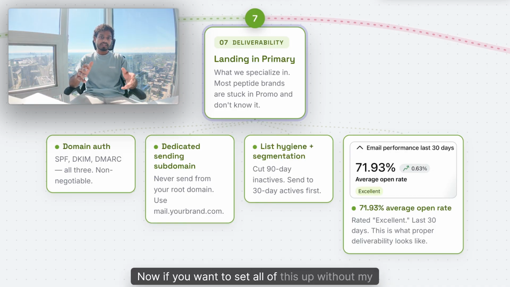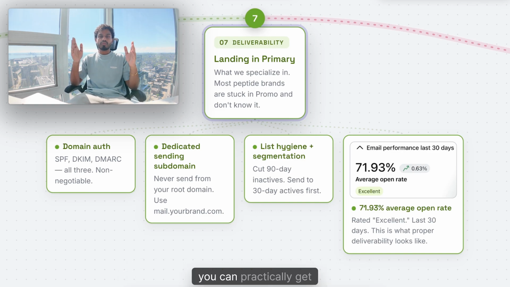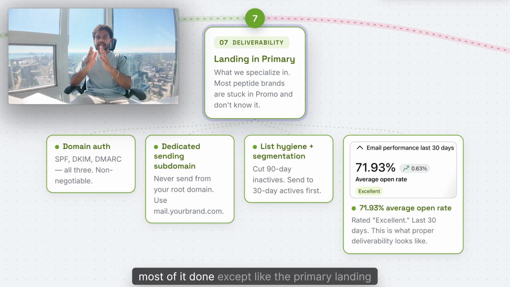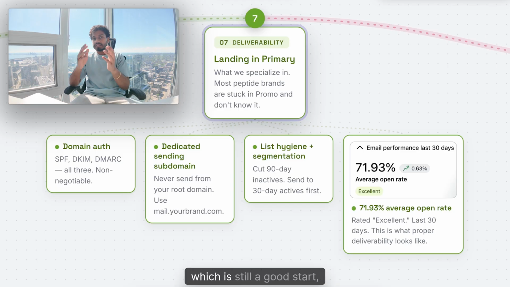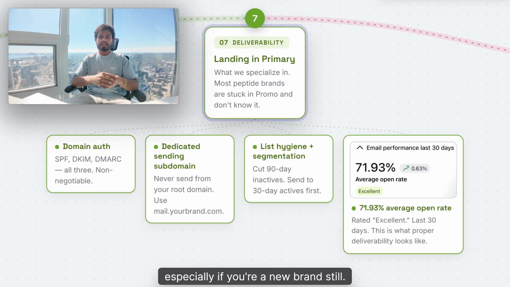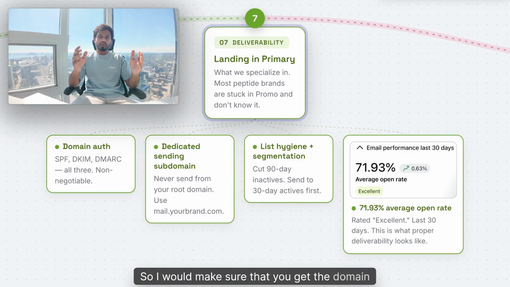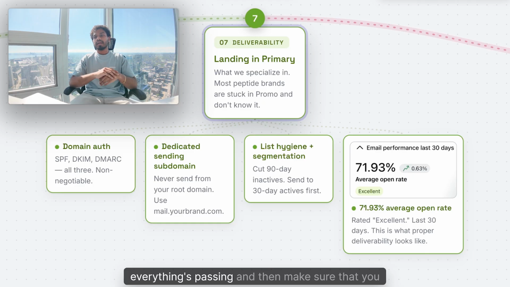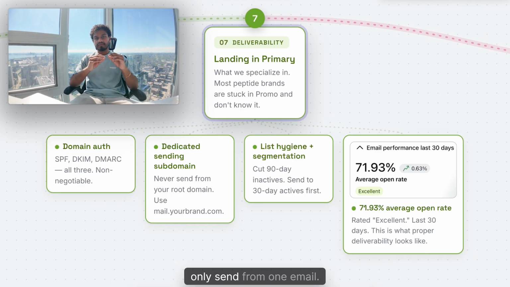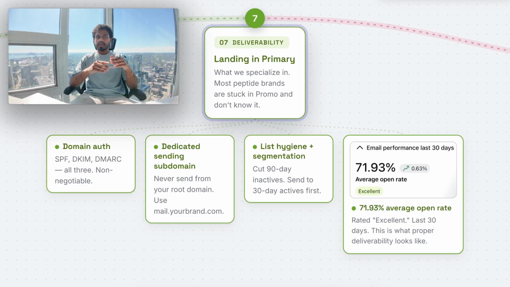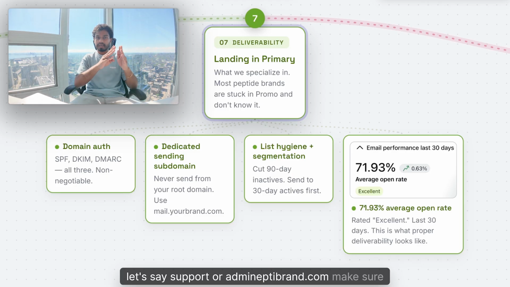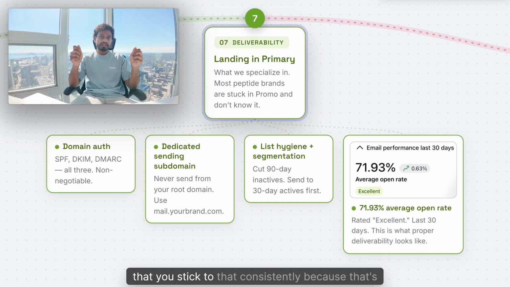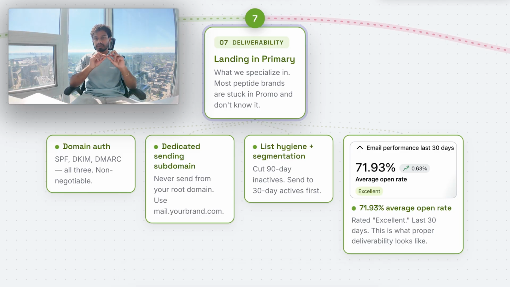Now, if you want to set all of this up without my agency, you can practically get most of it done except the primary landing part, which is still a good start, especially if you're a new brand. So I would make sure that you get the domain checked, make sure you have all your DNS records in order, all the SPF, DKIM, everything's passing. And then make sure that you only send from one email. So if you're using, let's say, support or admin at peptidebrand.com, make sure that you stick to that consistently, because that's how you build some reputation with that sending address.